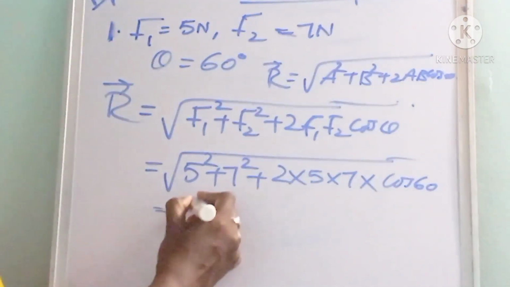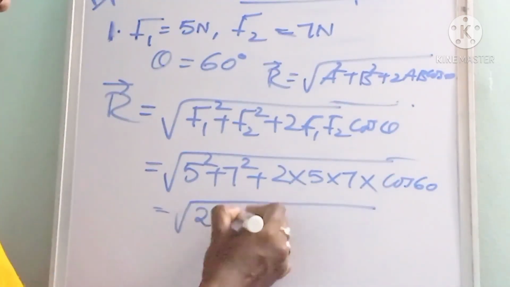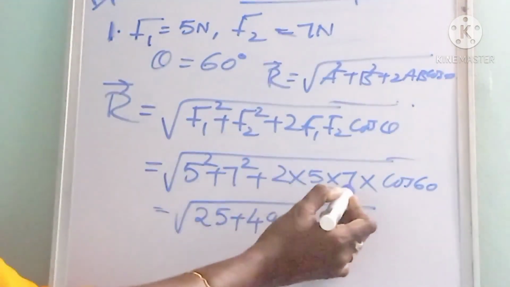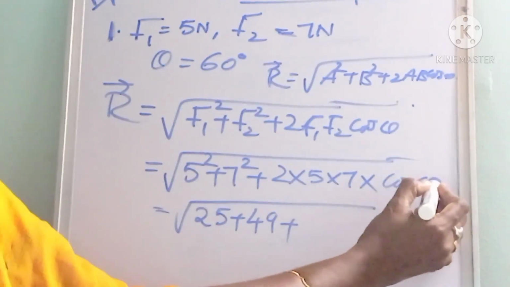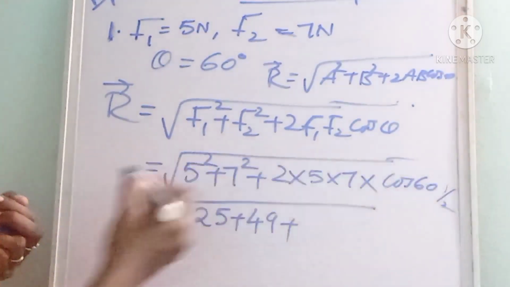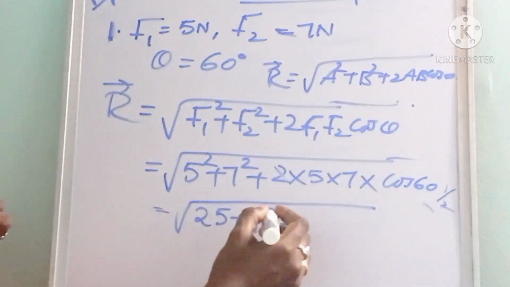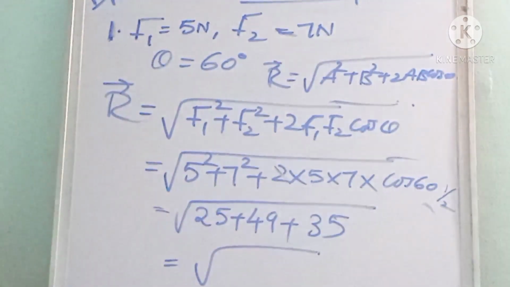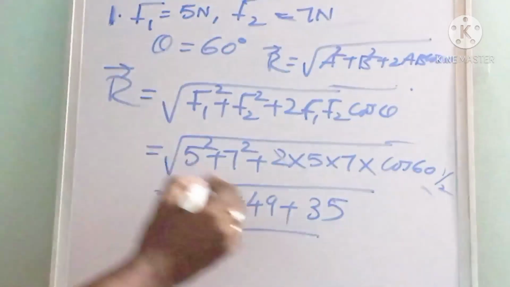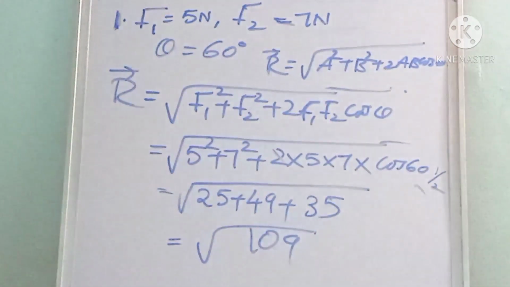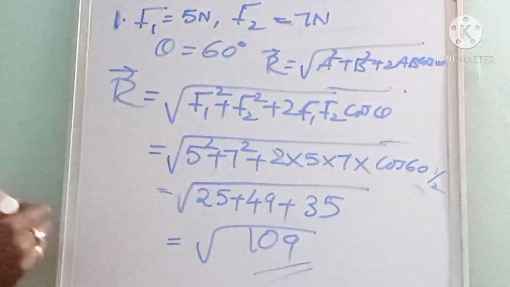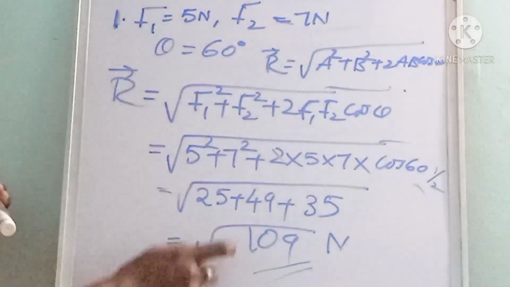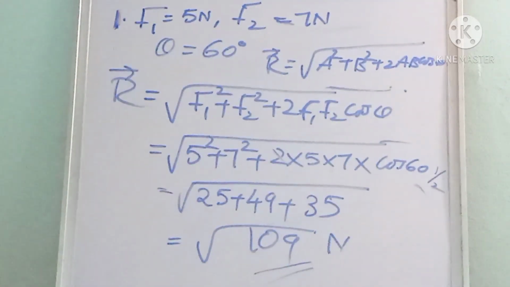Then we can simplify this. 5 square is 25, plus 49, plus 2 into 5 into 7 into cos 60. Cos 60 is 1 by 2, then the 2 cancels, and 5 into 7 is 35. Then root of 25 plus 49 plus 35, that is 109. So the resultant of these two forces F1 and F2 is root 109 Newton.